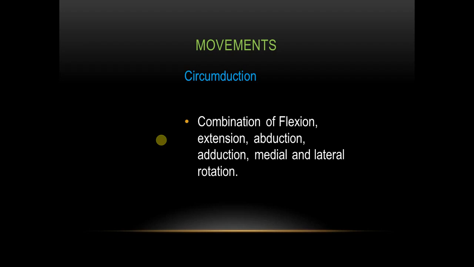Circumduction is a combination. It is not a separate movement, but a combination of flexion, extension, abduction, adduction and medial rotation that brings about circumduction. This is mostly possible in your shoulder and hip joints. Mainly these two are ball and socket joints.